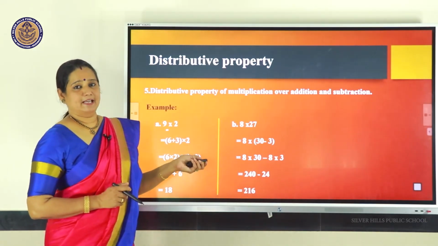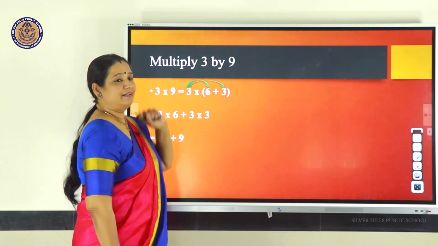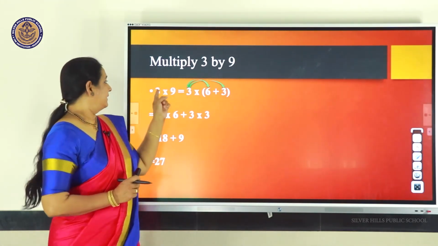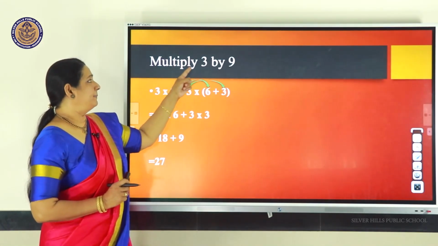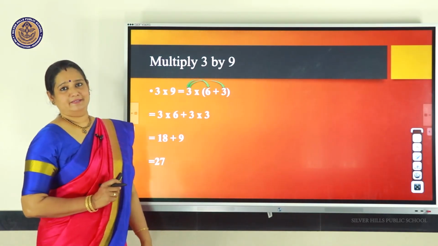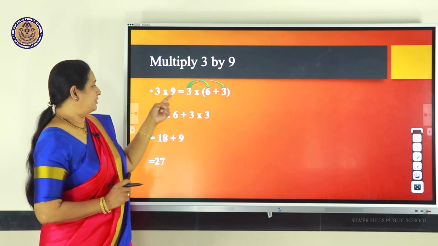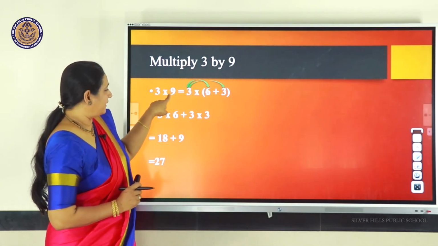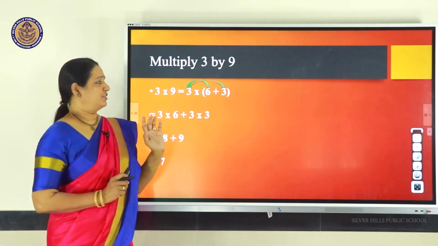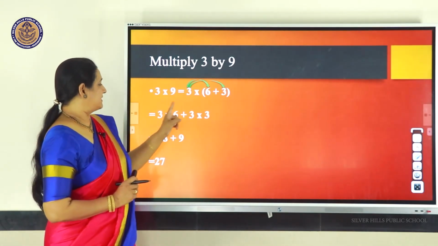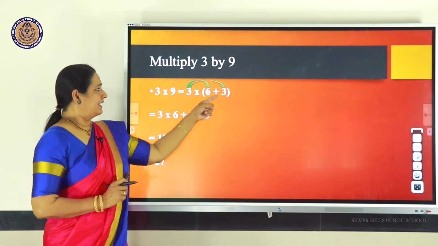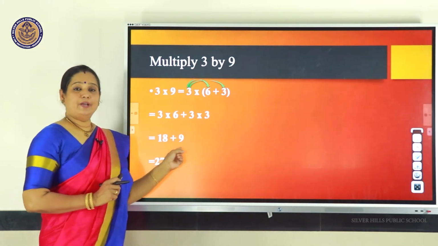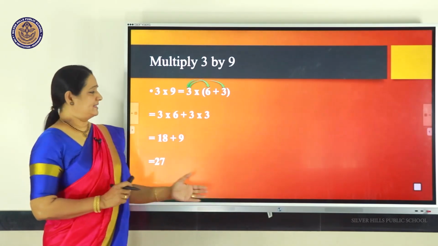Let us do some examples based on distributive property. The first example is multiply 3 by 9. See, 3 into 9. I have broken 9. 9 is 6 plus 3. So, 3 into 6 is 18. Then again 3 into 3 is 9. So, 18 plus 9 is 27.